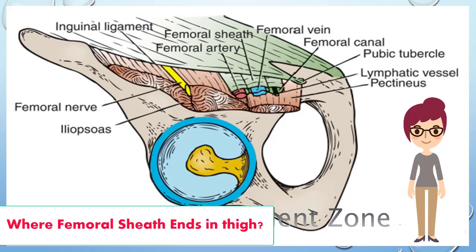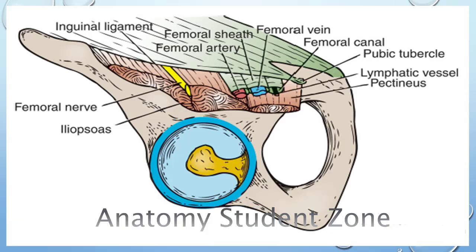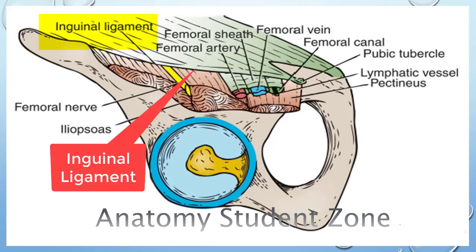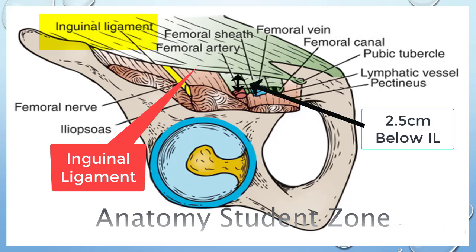So I am going to answer this right now. If we go 2.5 centimeters below the inguinal ligament, this sheath ends. And I have told you it ends by fusing with the adventitia of these vessels. So again, look at this image. This is the inguinal ligament, and if you go 2.5 centimeters below this ligament, this sheath will end. And I am repeating, this sheath ends by fusing with the adventitia of the vessels which are present in the region of the femoral triangle.